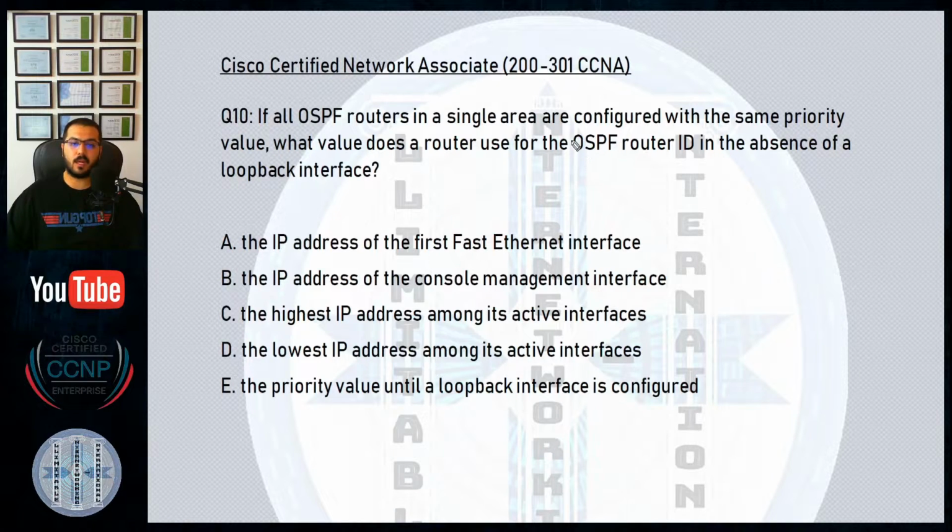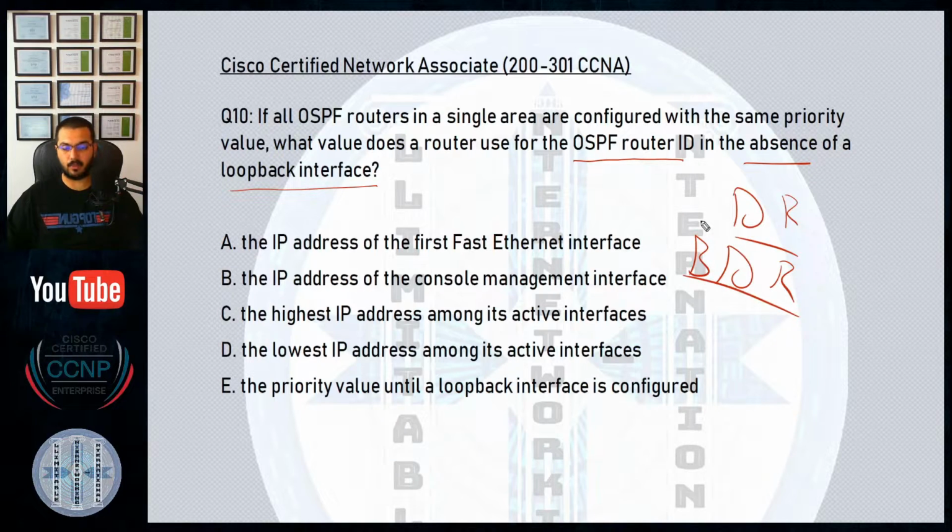If all OSPF routers are in a single area and configured with the same priority value, what value does the router use for the OSPF router ID in the absence of a loopback interface? It seems that there is an annoying switch between the routers, so a DR must be elected, and thus also a BDR must be elected as well. Those are details of chapter 3, routing. The question is, what will be the criteria to elect or to assign a router ID for every router?